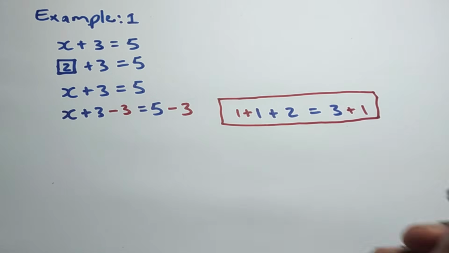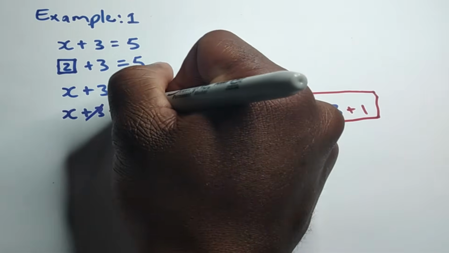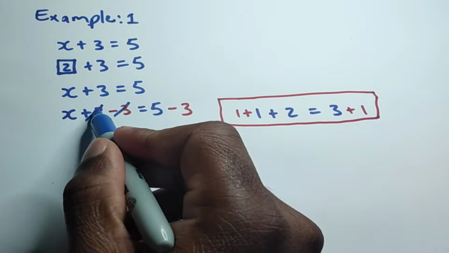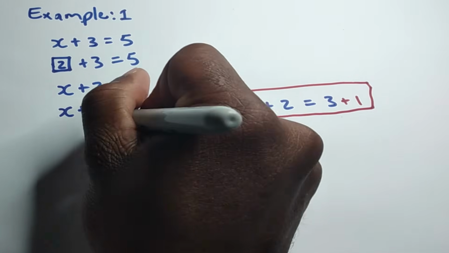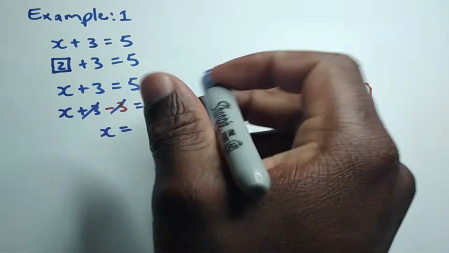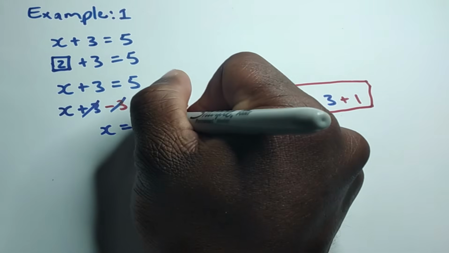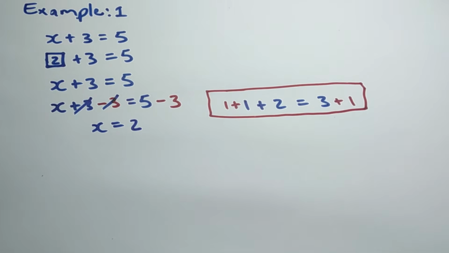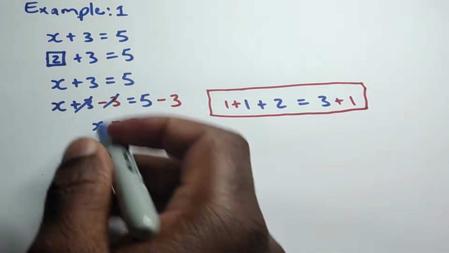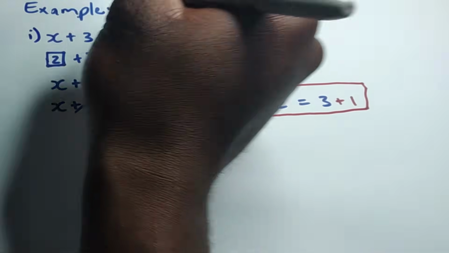Alright? Now, what we are going to do is to use this 3 to cancel negative 3 right there, because 3 minus 3 is 0, alright? So those things pretty much cancel out each other, and we are left with x is equal to 5 minus 3, and 5 minus 3 is 2, alright? So that's pretty much what transposition is all about. You're simply doing the opposite of the operation that is taking place, alright? And this was actually part 1 of example 1.